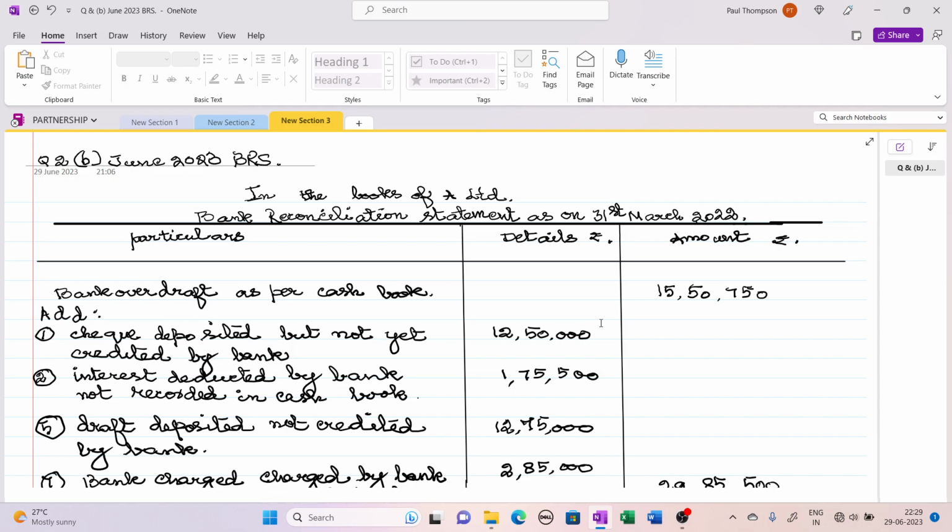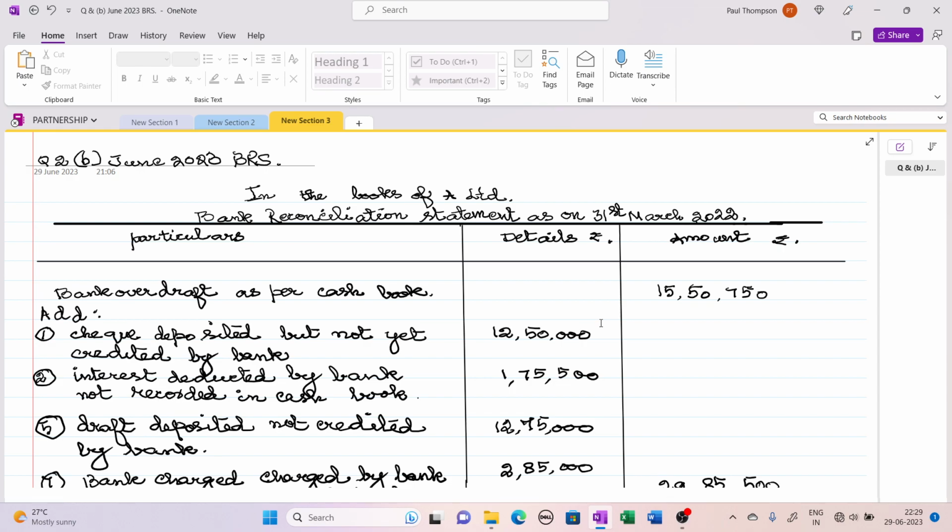The moment students see overdraft, they get panicked. Don't be panicked. It's very, very simple. I'm dead sure after watching this video till the end, you'll be able to get it so quickly. You will understand it so easily without putting in any effort. You will be able to do the BRS effortlessly. I'm sure about that. So let us get into the video.